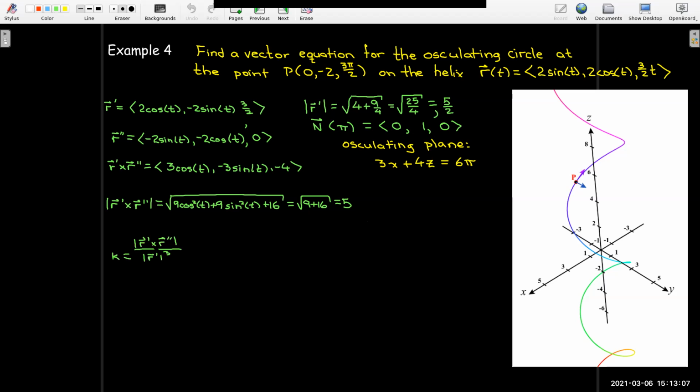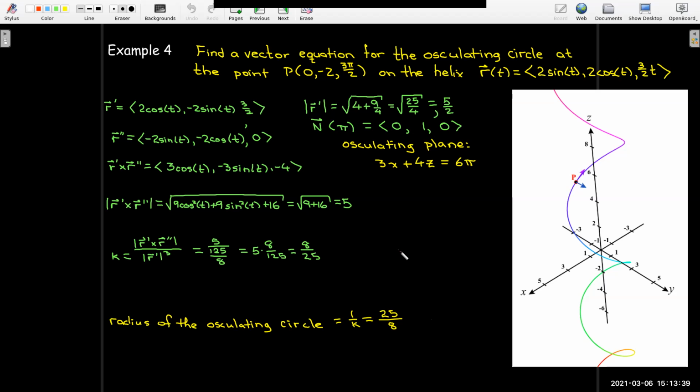And so here's the formula. I already have the length of r prime. That's 5/2. So I'm going to take 5 and divide it by 5/2 cubed, which is 125 over 8. Do some simplifying, and I'll get 8 over 25. So the radius is going to be the reciprocal, 25 over 8. So a little bit more than 3 and 1/8.